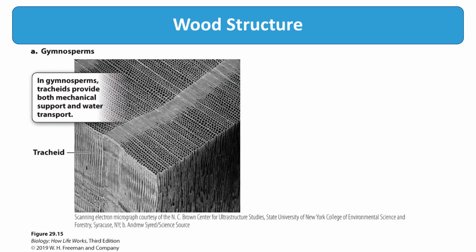A single cell type fulfills both of these functions in gymnosperms, like pines, seen in this photo to the left. In these plants, cells on the xylem side of the vascular cambium differentiate to form tracheids. Tracheids are single-celled xylem conduits that have thick lignified walls and are non-living and hollow at maturity.